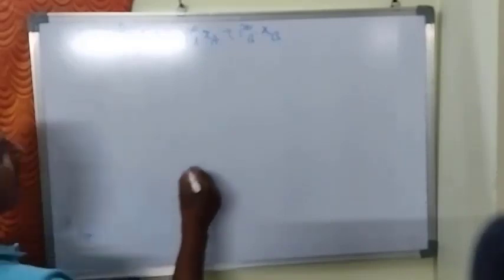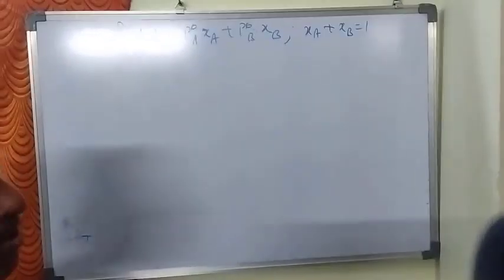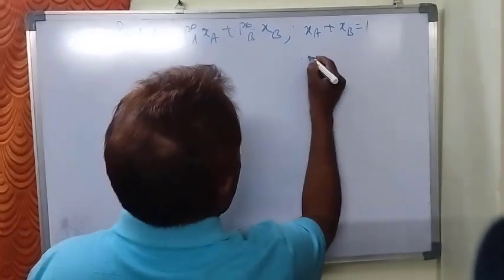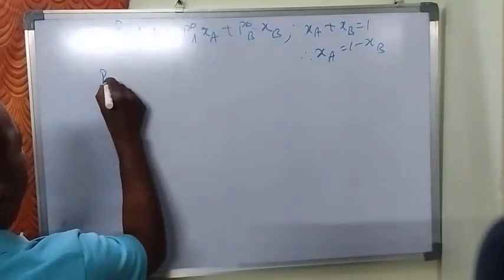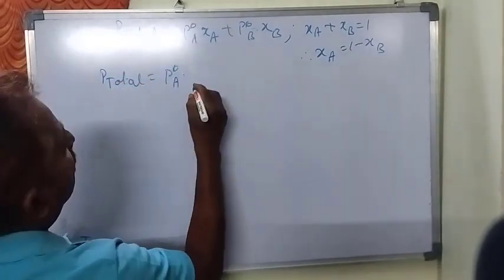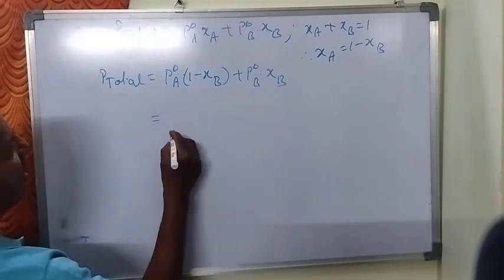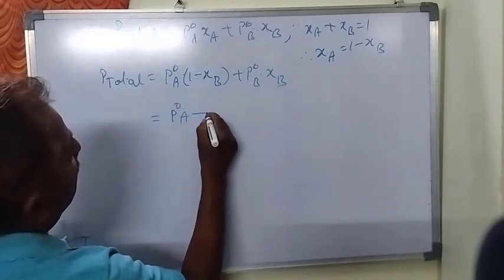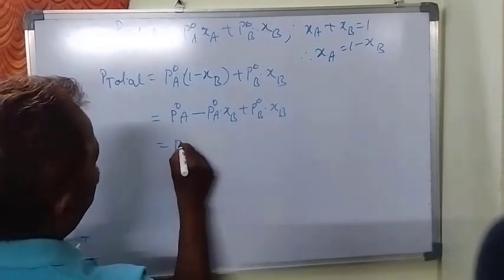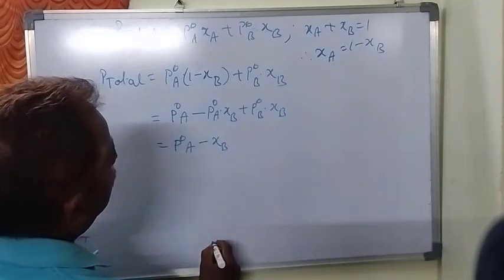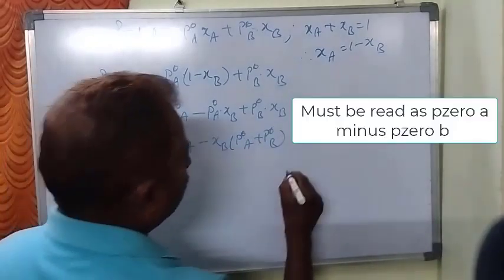Now here we know that XA plus XB is equal to 1. The sum of the mole fractions of all the components is equal to 1. Therefore, XA is equal to 1 minus XB. So let us substitute this here. P total equal to P0A into (1 minus XB) plus P0B XB. So this is nothing but P0A minus P0A XB plus P0B XB. Therefore, this is equal to P0A plus XB into (P0B minus P0A).